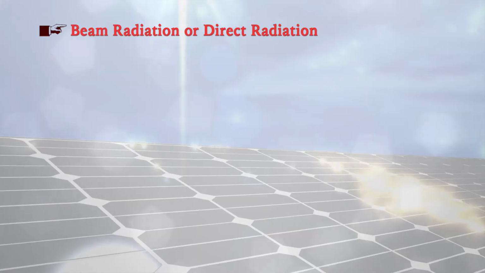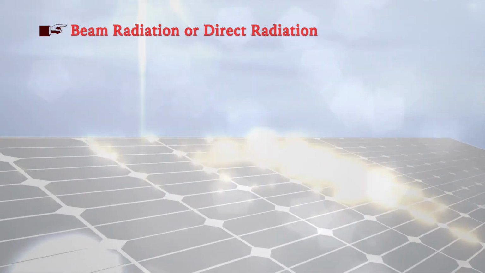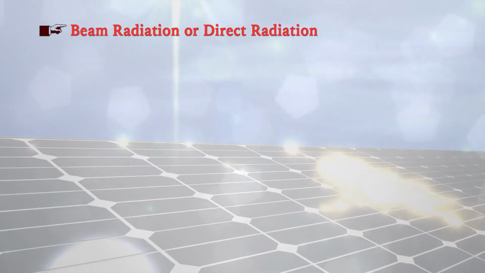On a clear day, the maximum amount of solar energy reaches a solar collector around the solar noon. Before we discuss solar radiation on a surface, let us talk about the nature of the solar radiation. The Earth receives two types of solar radiation called beam and diffuse radiation. So first of all, we have to understand what beam radiation or direct radiation is.